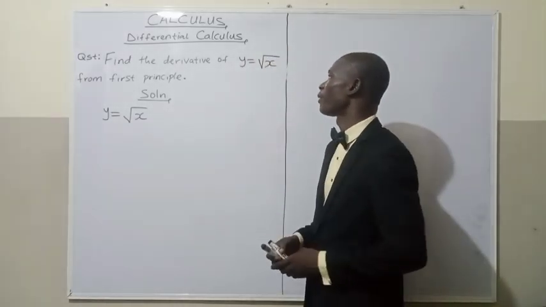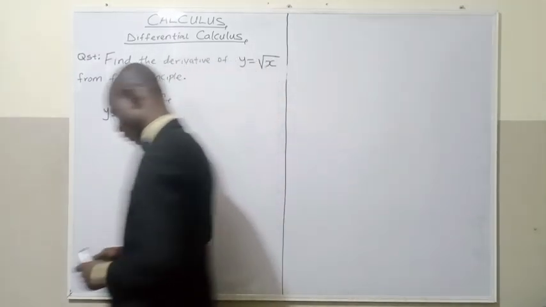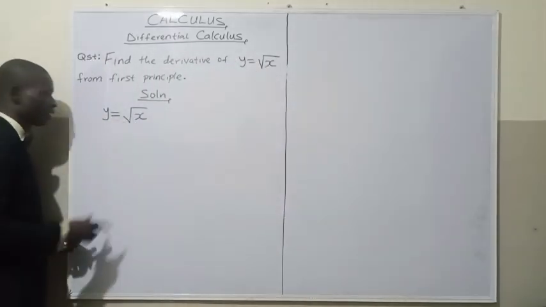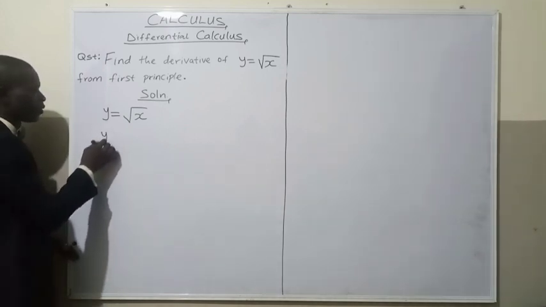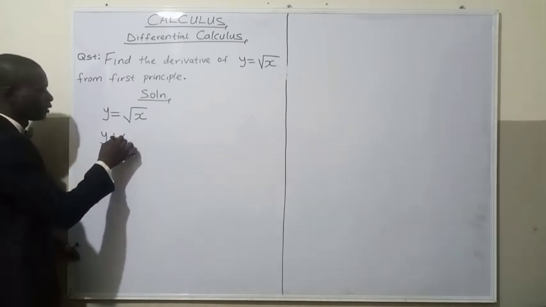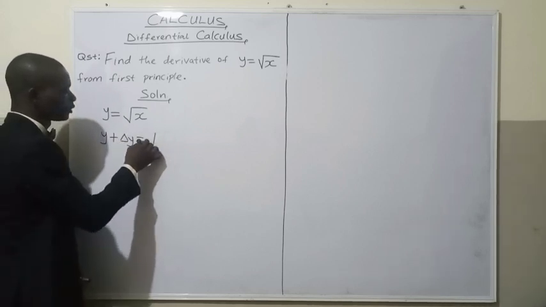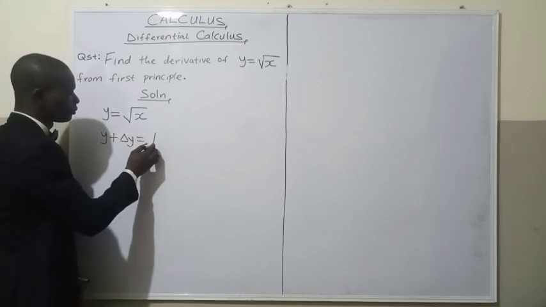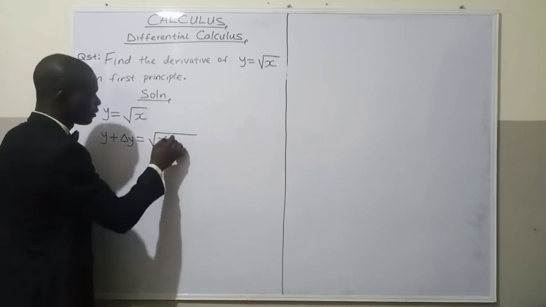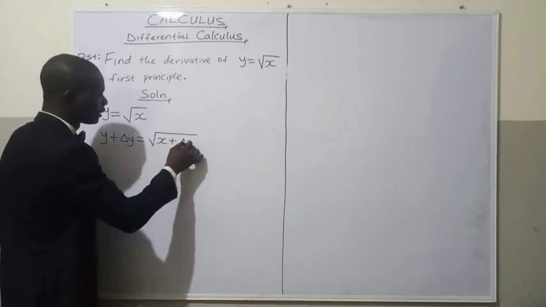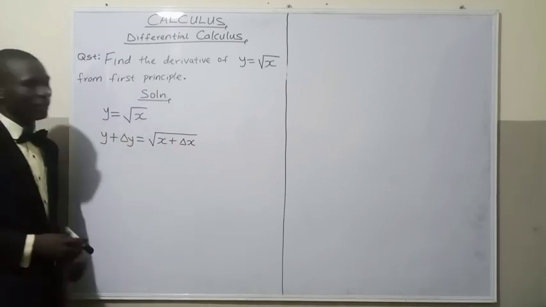Find the derivative of y equals square root of x from first principle. So we'll proceed very quickly. y equals square root of x. So we go with y plus delta y equals square root of x plus delta x. Of course, whatever happens to x happens to delta x.